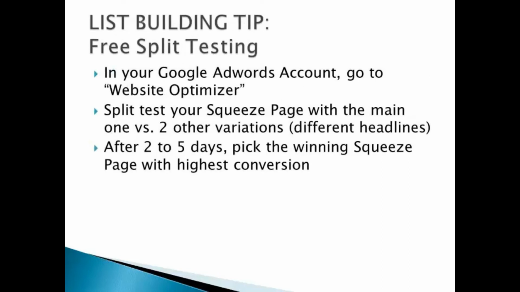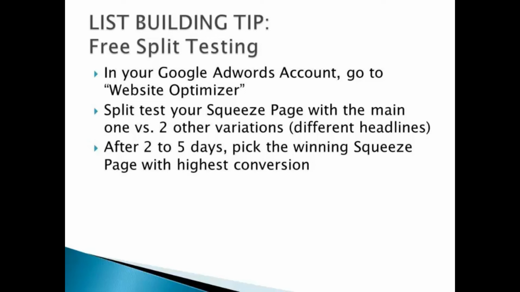List building tip, free split testing. In your Google AdWords account, go to Website Optimizer. Split test your squeeze page with the main one versus 2 other variations, different headlines. After 2 to 5 days, pick the winning squeeze page with highest conversion. You can split test offers with Google AdWords, and believe it or not, you can actually do it for free. In your Google AdWords account, there's this tab called Website Optimizer.